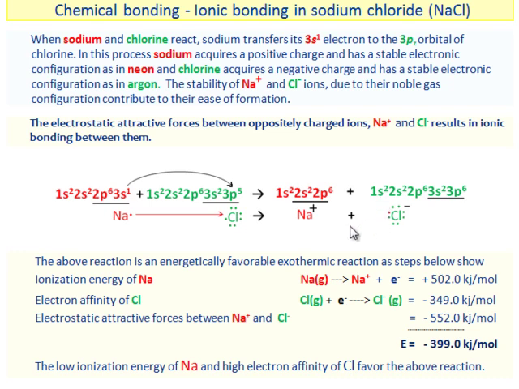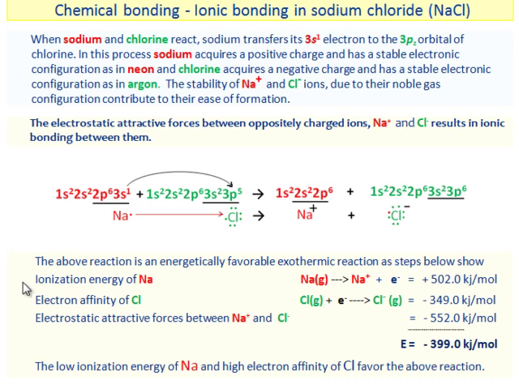The stability of Na+ and Cl- ions due to their noble gas configuration contribute to their ease of formation. The electrostatic attractive forces between the oppositely charged ions Na+ and Cl- results in an ionic bond between them. The above reaction is an energetically favorable exothermic reaction as steps below show.